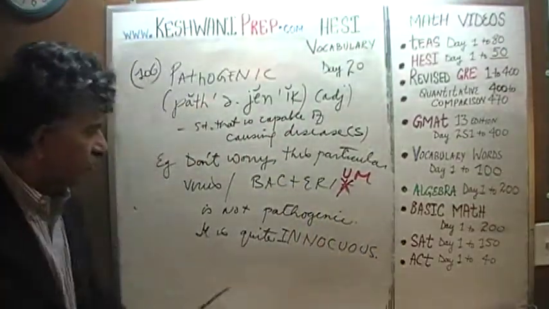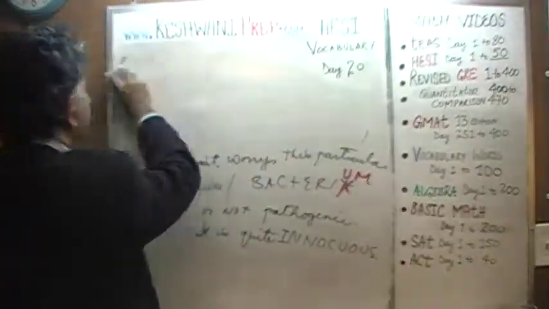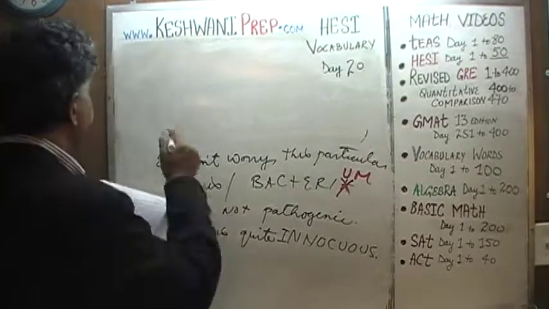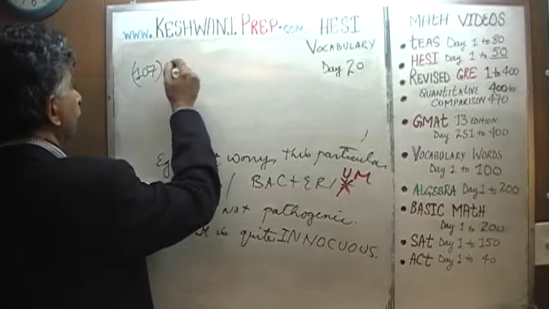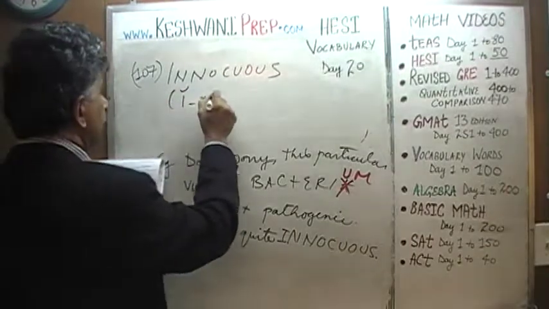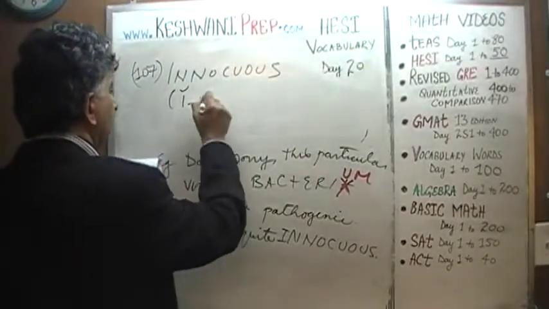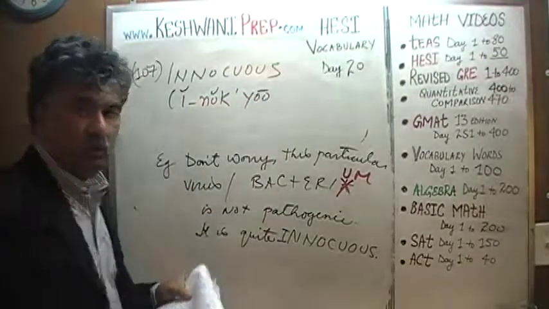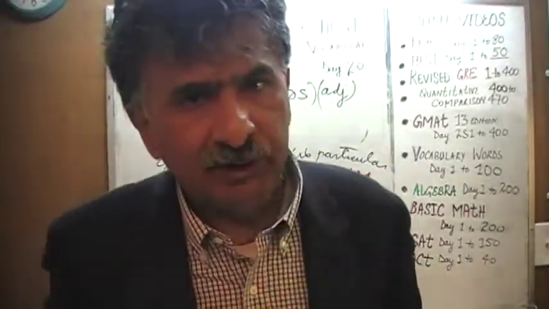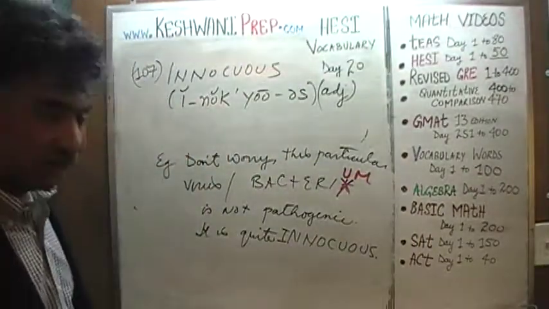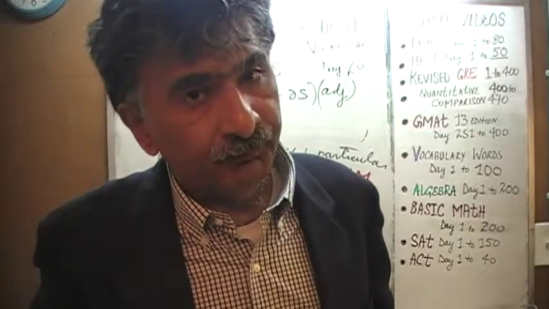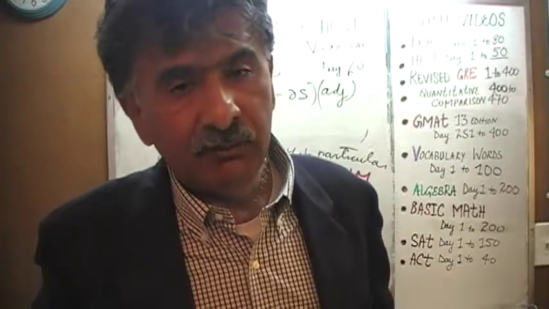Let's learn the word innocuous, shall we? Number 107. It is not in the book, but let's learn it nonetheless. The word is innocuous. It's an adjective. What does it mean if we describe something as innocuous? You can gather from the context what it means. It means it's not harmful. It's not going to cause any harm. It doesn't spread any disease. Don't worry about this particular bacterium. It's not pathogenic. It's quite innocuous. It is not harmful.